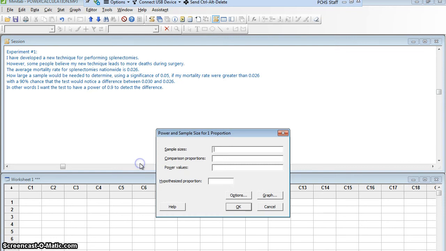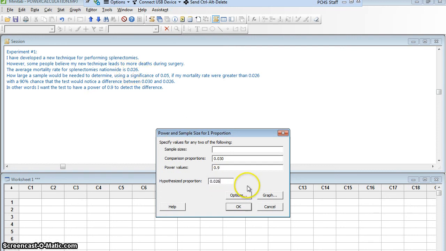So I'm going to go to one proportion, and now I need to fill in two of these, and it's going to tell me the other one. Well, I don't know sample size. That's what I'm actually trying to find out. How many people would I need to have in this study so that I could detect this difference with a 90% chance? So I'm going to leave sample size blank. That's what I want to know. Comparison proportion. So the comparison proportion is the proportion that we're trying to look for that could be new, 0.030. The power value, I wanted to have a power of 90%, 0.9. And the hypothesized proportion is what the old one was, what the control was, what the traditional one was, 0.026.